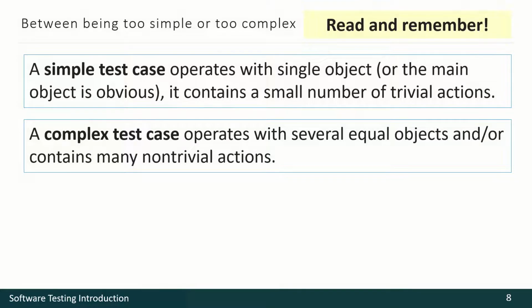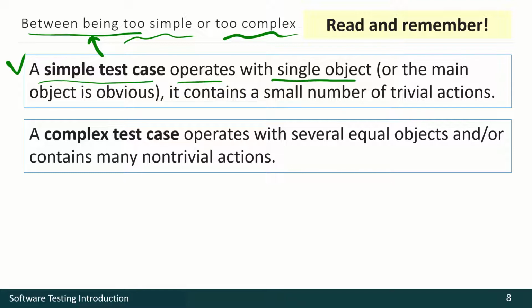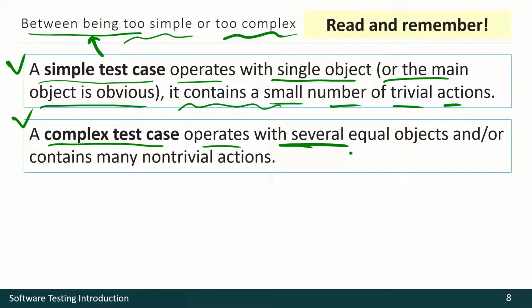The next properties are either simplicity or complexity. And a good test case should be somewhere between. Here are the definitions. What is a simple test case? It operates a single object, usually, or the main object is obvious here. And such a test case uses a small number of trivial actions. While speaking about a complex test case, we see that it operates several equal objects and may contain many non-trivial actions.